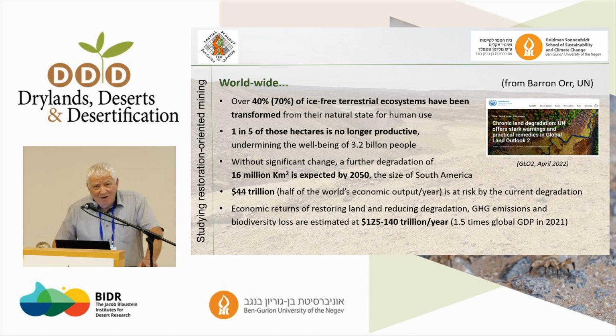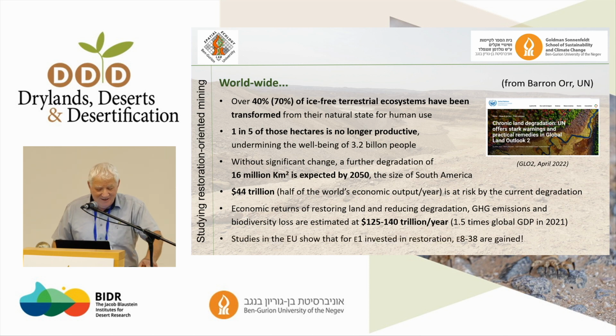Interestingly, when we talk about restoration and recovering the system, the economic returns of restoring land and reducing degradation, greenhouse gas emissions, and biodiversity loss are estimated at, well, I can't grasp these numbers, $125 to $140 trillion per year, which is 1.5 times the global gross domestic product in 2021. It's huge.